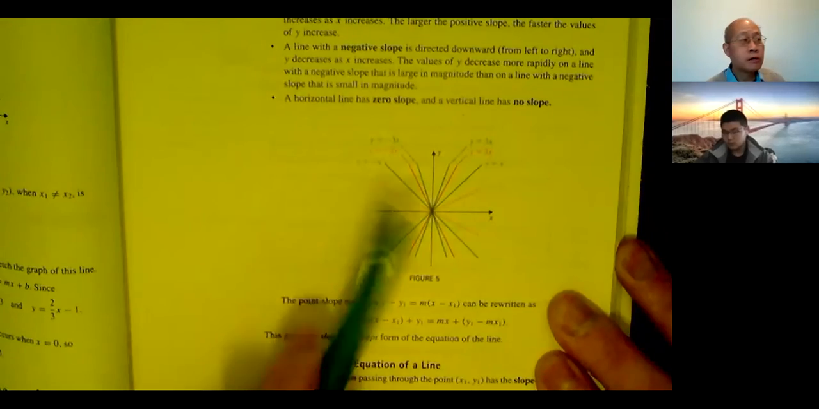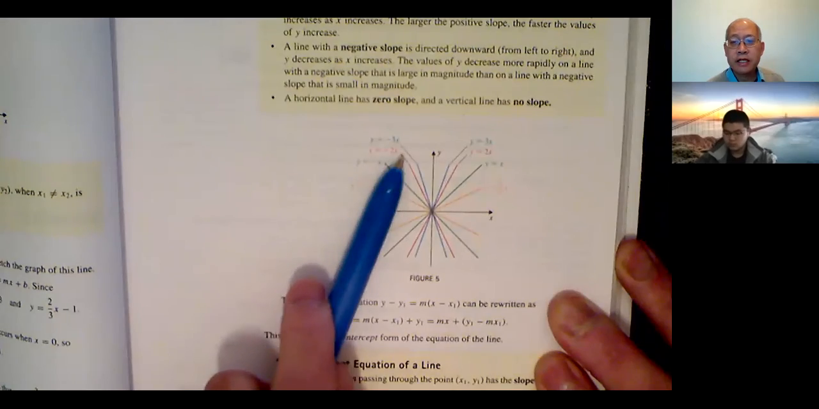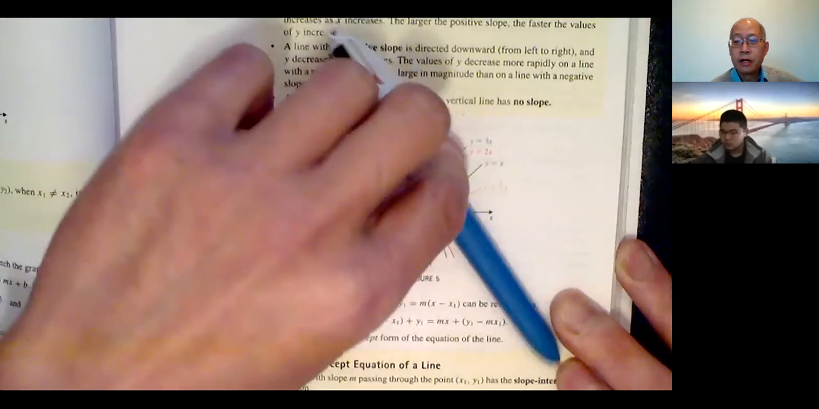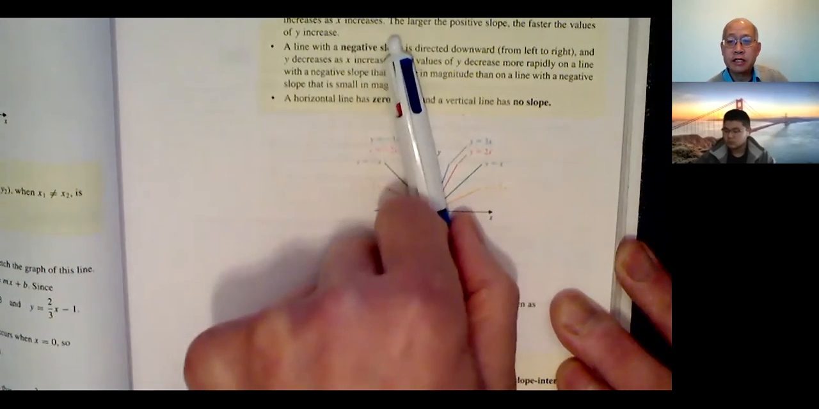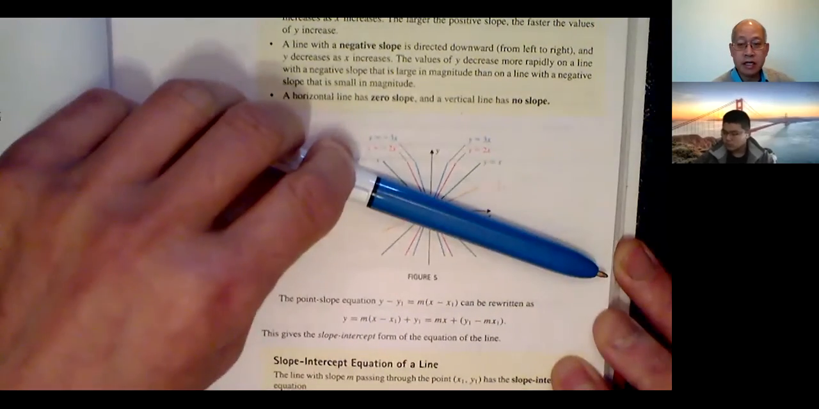And they're giving you here y equals negative x, negative 2x, negative 3x. So they're all decreasing, right? They're all going like that, okay? And negative 2x is steeper and negative 3x is steeper still. And this is negative a half x, so it's not quite as steep, but still negative.